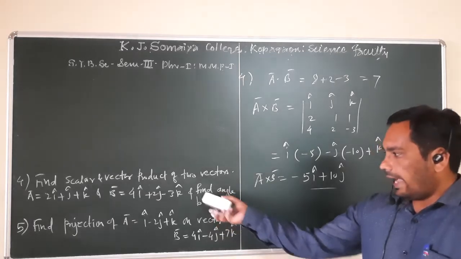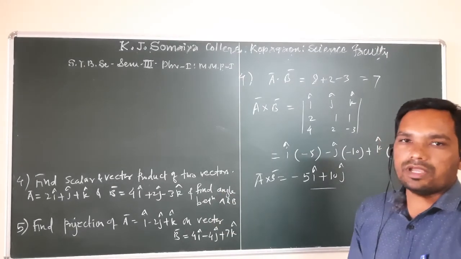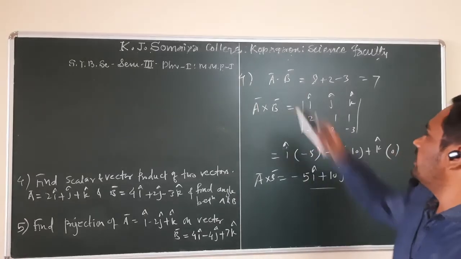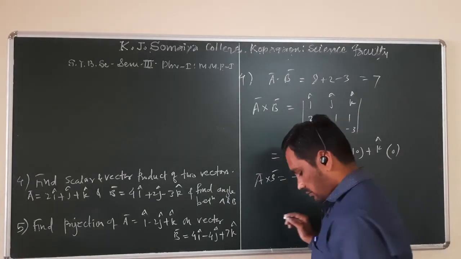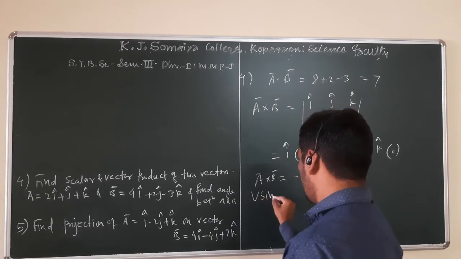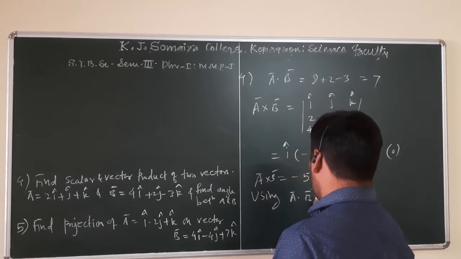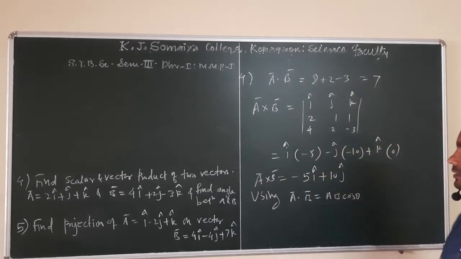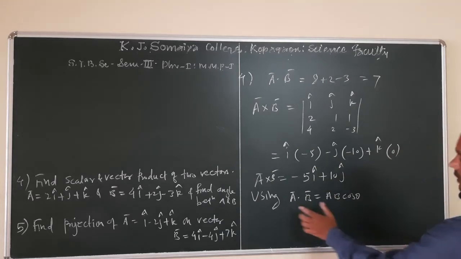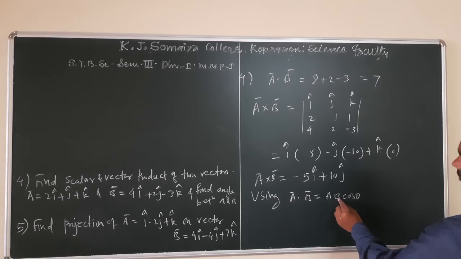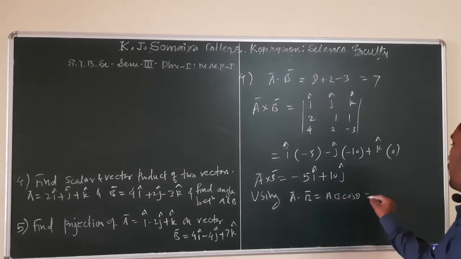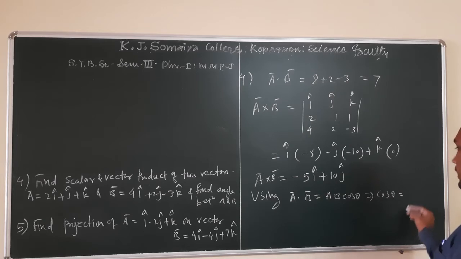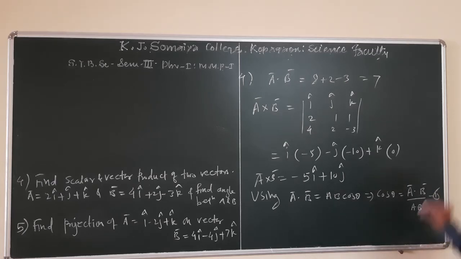Now we have to find out the angle between vector A and B. How can we find that? We know that vector A dot B is equal to A into B cos theta, where theta is the angle between these two vectors. We already found vector A dot B. Now here A is the magnitude of this vector, B is the magnitude of this vector. So from this, cosine of theta is vector A dot B divided by magnitude of A multiplied by magnitude of B. Okay, so call this equation 1.